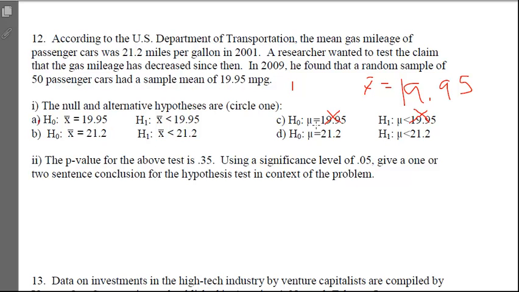The number that goes in there is some status quo or some past figure that's given to us on its own. It didn't come from data. It's just some figure that was known maybe in the past. It's what we want to compare our data to. Our data was the 19.95, and we want to compare that to the past value of 21.2. So the correct answer is D. So one thing to remember: X bar never goes in the null, P hat never goes in the null or alternative, and your sample data never goes in the null or alternative.